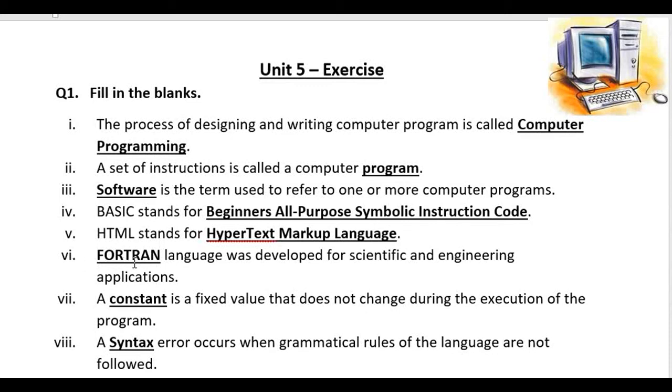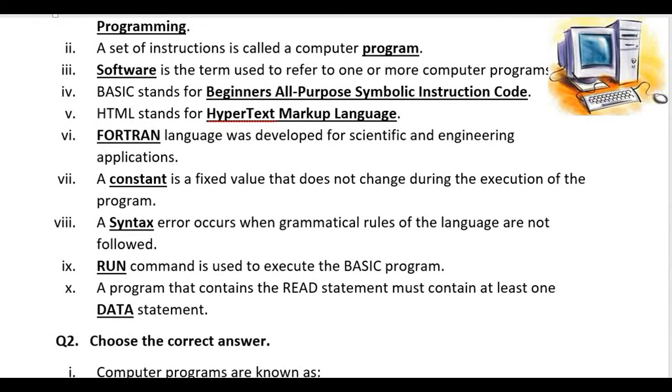Sixth fill in the blank is Fortran language was developed for scientific and engineering applications. Fortran is the acronym for formula translation. Then the seventh fill in the blank is a constant is a fixed value that does not change during the execution of the program. Constant always remains the same, and it's a fixed value which cannot be changed during the execution of the program.